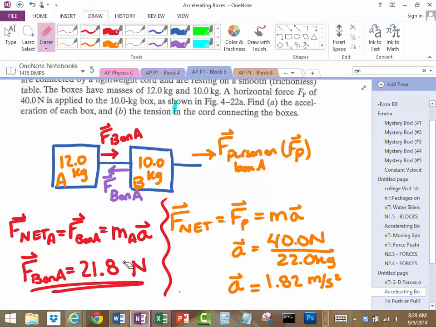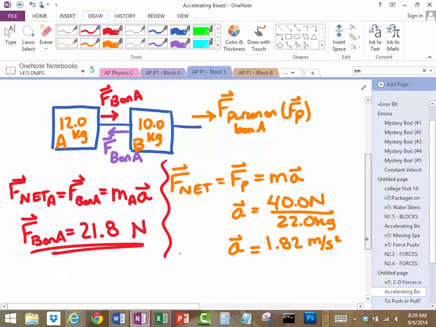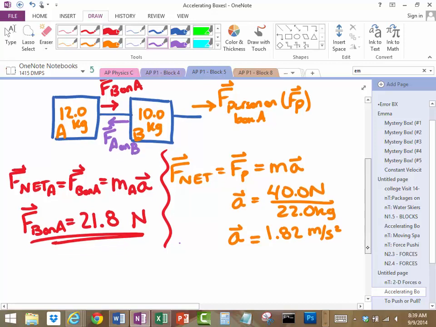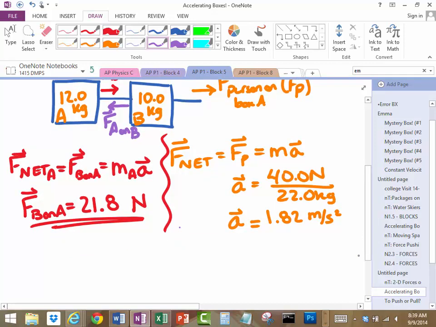Now, I'm going to figure out the force of B on A. Theoretically, yes. Let's prove that it is, because that's going to satisfy me more than just believing anything I say. Oh, it is. Thanks for catching my mistake. All right. So let's write an F net equation for box B.